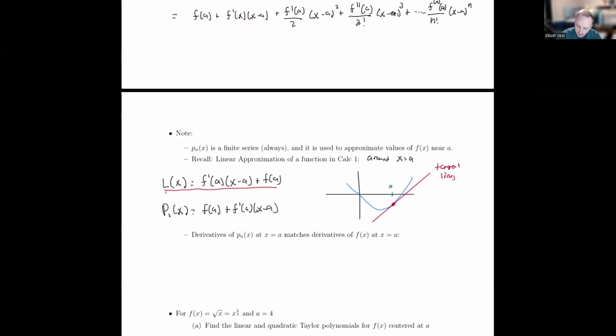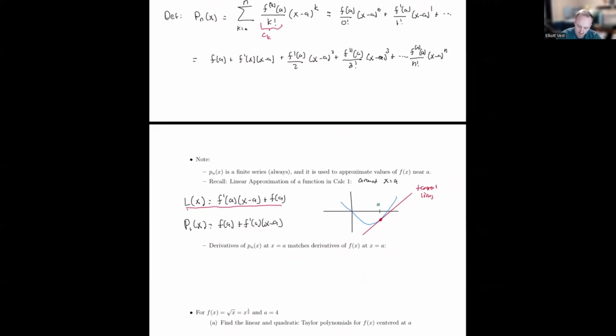And notice when I take the derivatives of Pn, they're going to match the derivatives of f of x at the same point you are centered at. Let's not even do derivatives yet. If I plug a into this function, I'm going to have a minus a, this cancels out, a minus a, cancels out all the way through, and I'm left with just f of a.